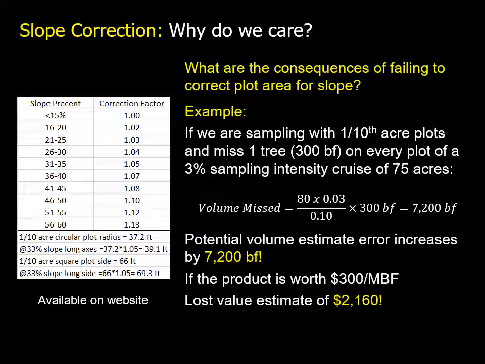To really make it clear why we care about accounting for these effects, let's work through a simple calculation exercise. Say we were inventorying 1/10 acre plots and we missed one tree on each of these plots because we failed to increase the radius to account for the effect of slope, at a 3% sampling intensity of a population of 75 acres. If we work this through, we would underestimate the volume on the site by 7,200 board feet. This has a potential value, if we assume $300 per MBF, which is the going rate for ponderosa pine, of over $2,000 loss. And this is assuming only missing one tree on each plot. That could be the difference between being able to pay for an operation like this or not.